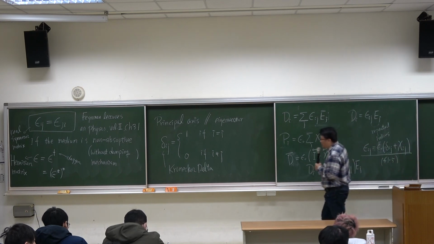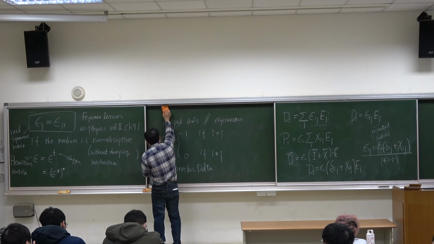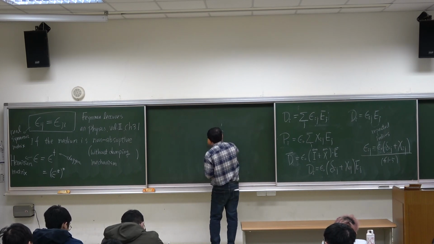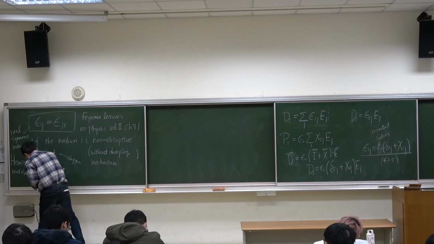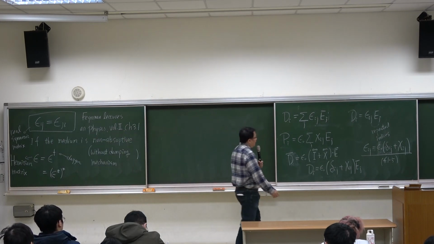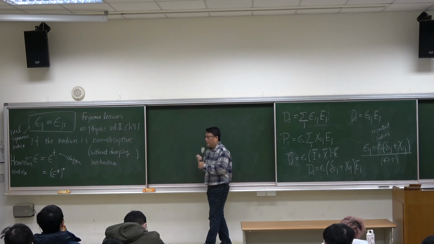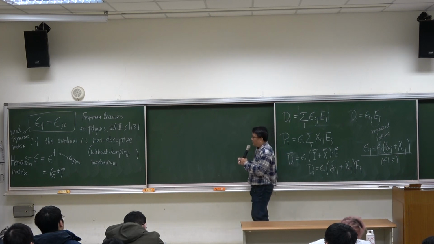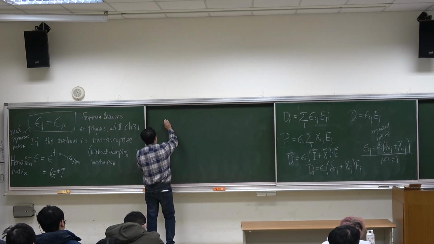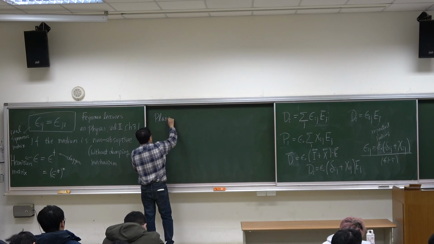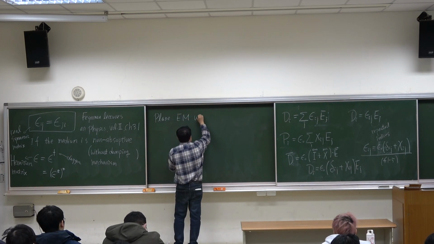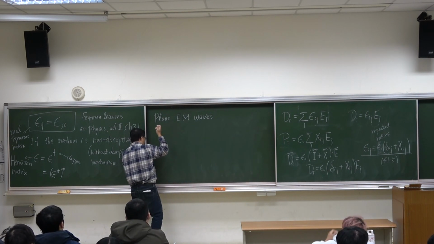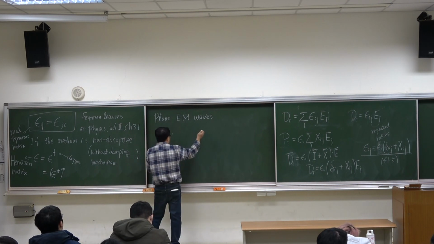Now we begin to study the propagation properties of electromagnetic waves in anisotropic medium. We try to study a plane wave propagating in anisotropic medium, and we assume we use the principal axis system to represent the epsilon tensor. So consider a plane EM wave. Suppose the angular frequency is omega, and the wave vector is k.